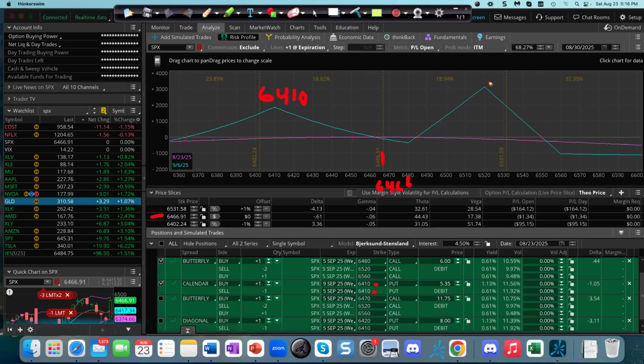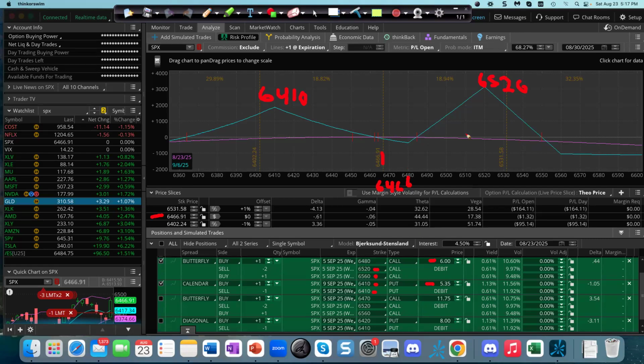And then on the upside, I am doing a balanced butterfly at the 65.20 strike, and you can see that here. I'm buying 1 64.80, selling 2 65.20s, buying 1 65.60. The distance from the short to each of the longs is about 40 points. In both of these, the calendar is about $5.35, the butterfly is about $6. It's about a $1,100 trade. So you have kind of a Batman type thing.